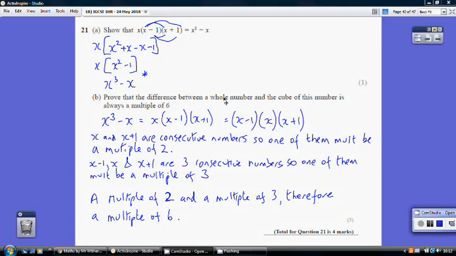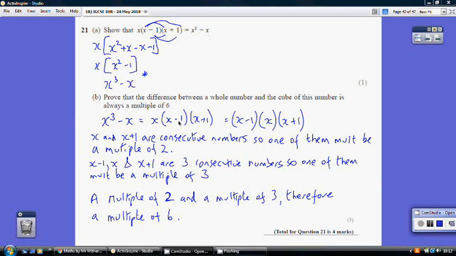Now I think part B is quite fiddly. So we've been asked to prove that the difference between a whole number and the cube of this number is always a multiple of 6. So obviously the difference between a cube and the number itself is x cubed minus x. So let's focus on what this actually equals. It equals x times x minus 1 times x plus 1.